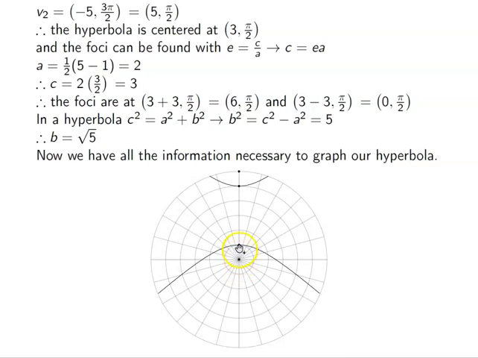So the first one is at a radius of 1, okay? 1, pi over 2 is the first vertex, 5, pi over 2 is the second, right? So 1, 2, 3, 4, 5. And then for my foci, it's at 6 and 0. So at the origin, and at 6. And so if I put this over rectangular coordinates, it would look the same. Okay, so that's how we do that.